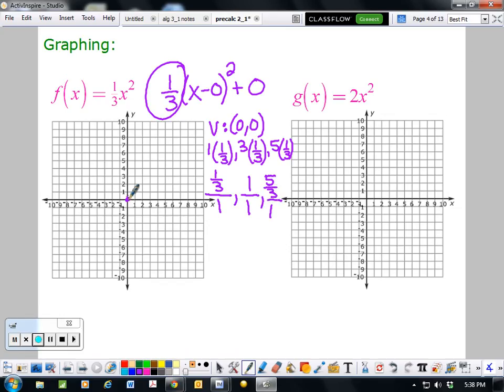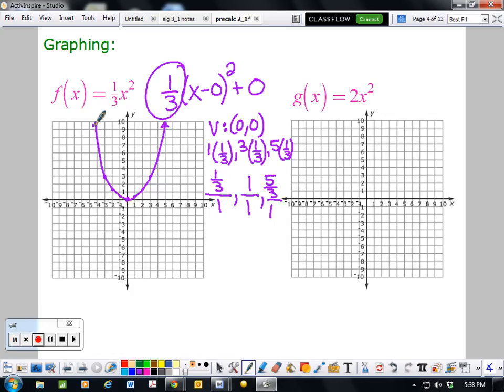So here I'm going to go up 1/3 over 1, both directions. And then from that point, I'm going to go up 1 over 1. And then I'm going to go up 5/3. So that's 1 and 2/3. So here's 2/3 and 1 over 1. Up 2, 1, there we go. And so this is going to give me the idea of what my parabola looks like.